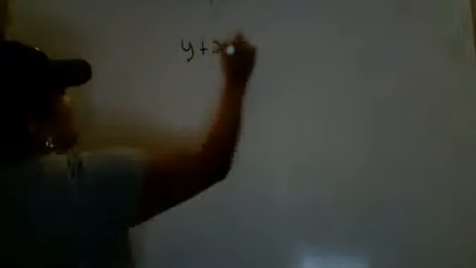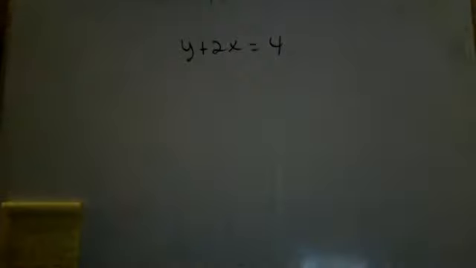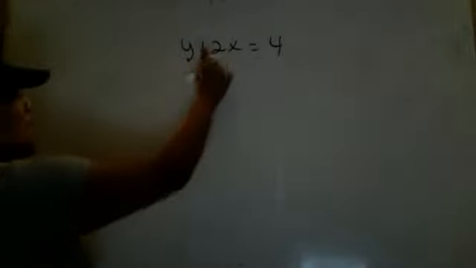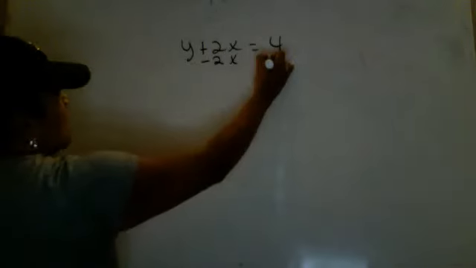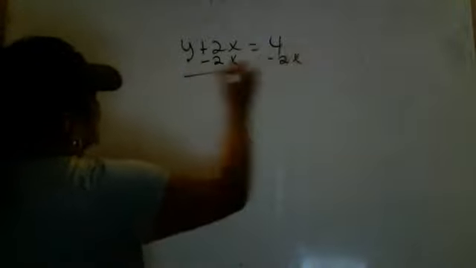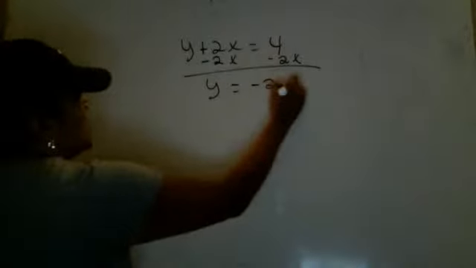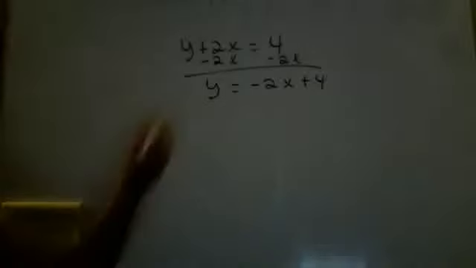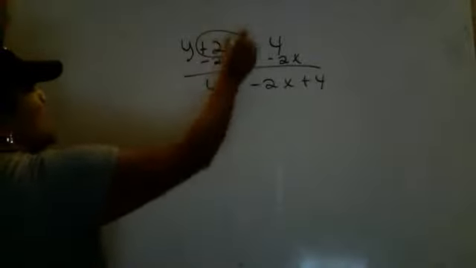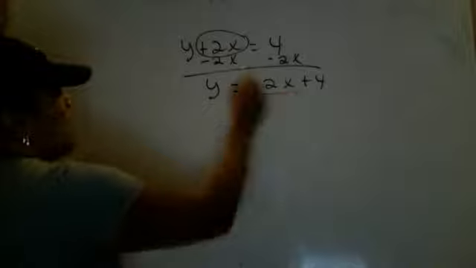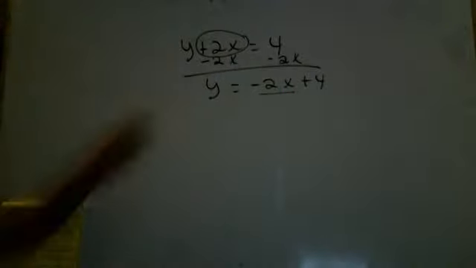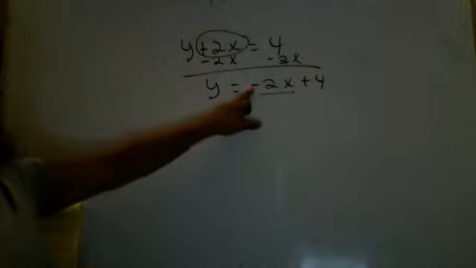Let's look at a simple problem like y plus 2x equals 4. If I want to solve for y, that means I want y by itself. So how do I get rid of this 2x? I'm going to simply subtract 2x. What I do to one side of an equal sign, I must do to the other side of the equation. This simply becomes y equals negative 2x plus 4. What do we notice? Originally it was a positive 2x, but when we moved it over to the right, it's the exact same thing, but with the opposite sign.